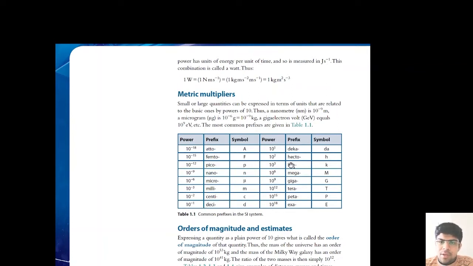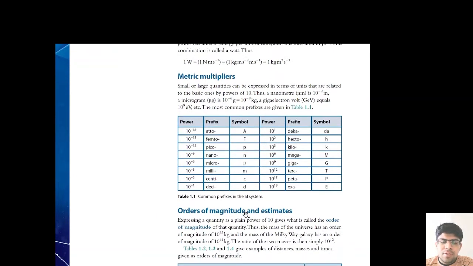And next column, sorry, 10 to the power 1 is deca, denoted by symbol da. 10 to the power 2 is hecto, denoted by capital H or small h, and 10 to the power 3 is kilo, denoted by small k, and 10 to the power 6 is mega, capital M. 10 to the power 9 is giga, G. Some people say it one way, but I say it another. 10 to the power 12 is tera, denoted by capital T. 10 to the power 15 is peta, P, and 10 to the power 18 is exa, capital E. So we have to learn all this table. Okay, so let's move on.